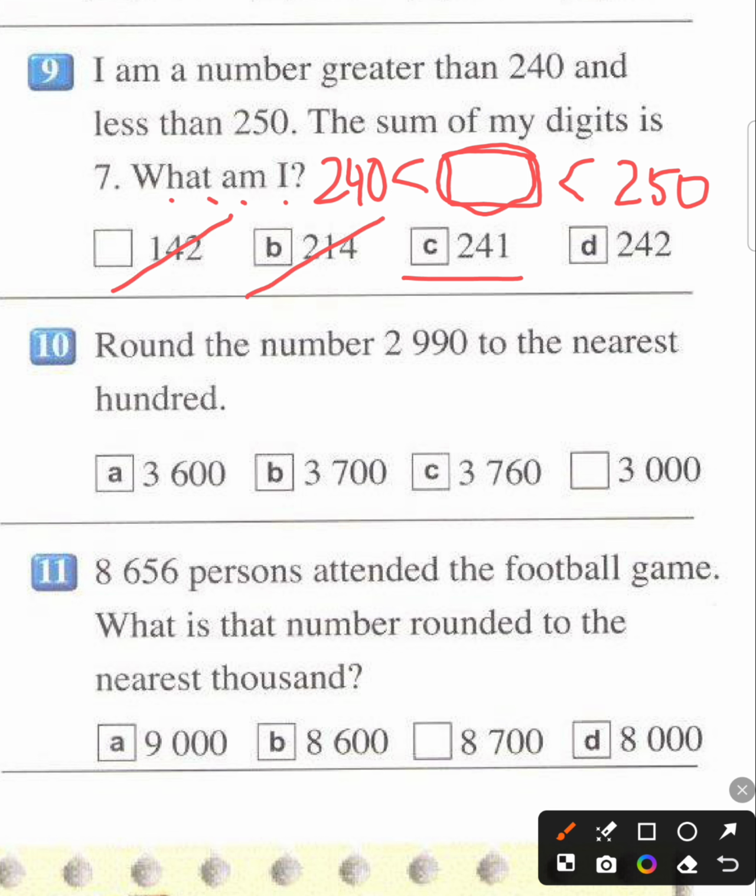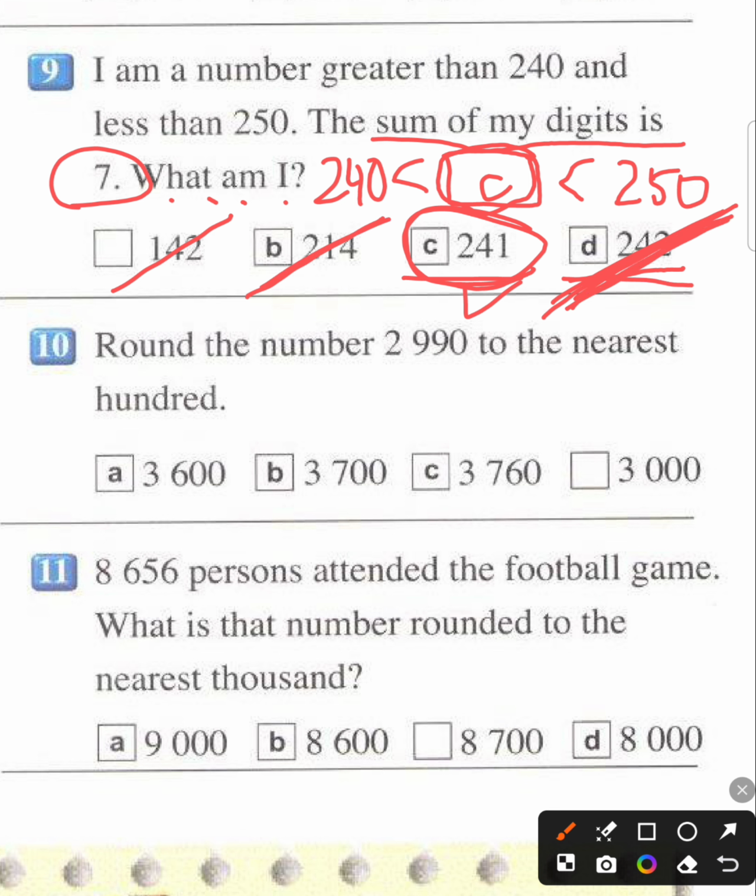142 cannot be. 242 can be, but you must read that the sum of my digits is 7. 2 plus 4 is 6 plus 1 is 7. Yes. 2 plus 4 is 6 plus 2 is 8, not 7. It means the correct answer will be C, 241. Because you must look that the sum of my digits is 7, and it can be number D, but the sum of those digits is not 7. That's not correct. Correct is letter C.